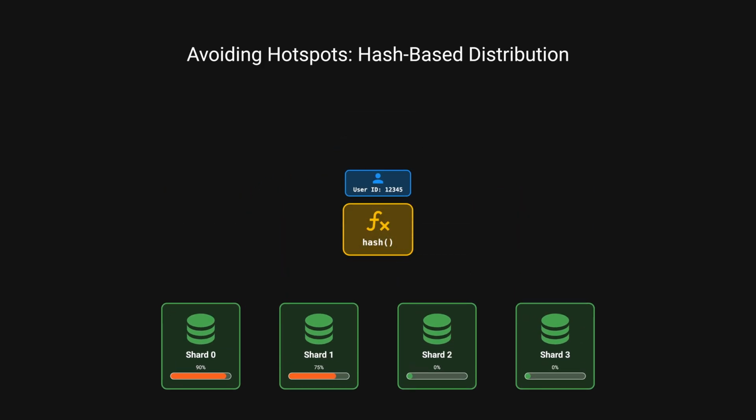Suppose there are 4 shards and you have user ID 12345, you would hash that and then mod that by 4 to figure out which shard it belongs to. So these sequential user IDs will be scattered across different shards instead of clustering in one shard.